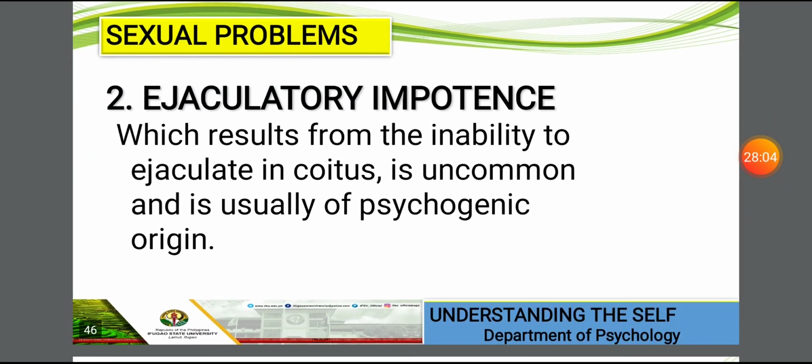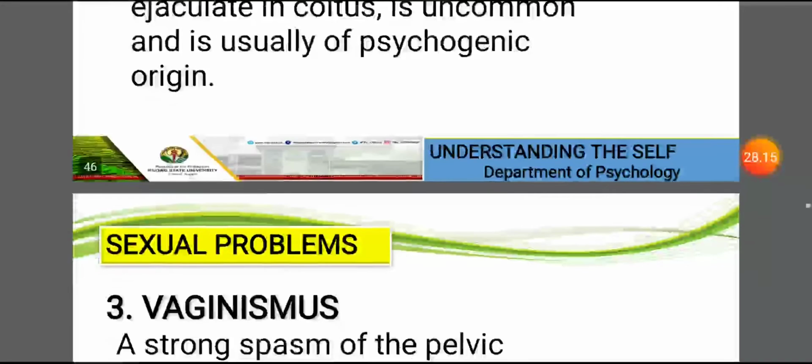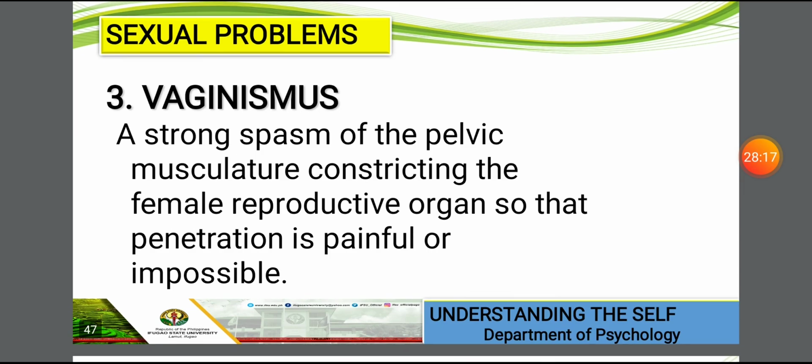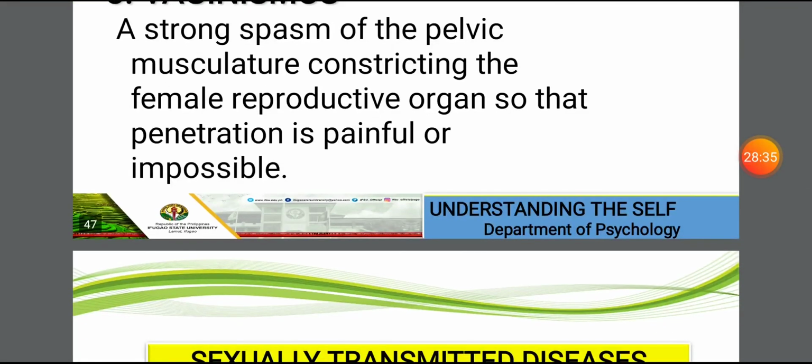Second is the ejaculatory impotence, which results from the inability to ejaculate in coitus, or this is uncommon and is usually of psychogenic origin. Next is the vaginismus, a strong spasm of the pelvic musculature constricting the female reproductive organ so that penetration is painful or impossible. Nag-close kumbaga, nag-spasm, nag-contract, kaya not possible penetration.